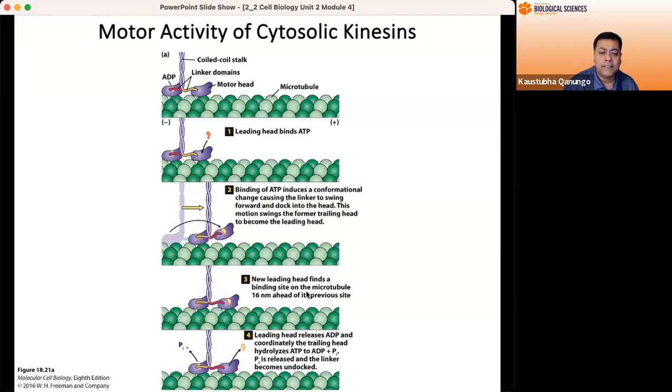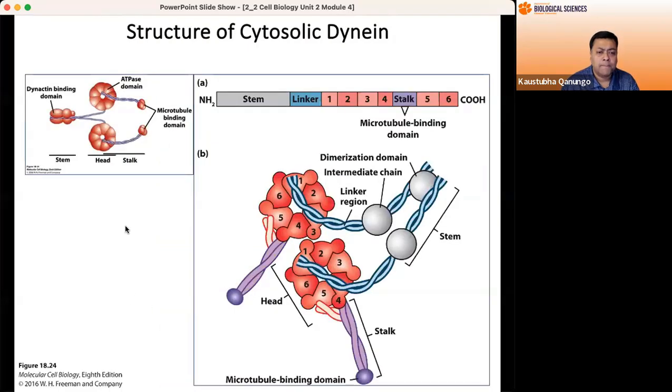And the new leading head finds a binding site on the microtubule, and then the Pi is released. This is ADP, then ATP goes out. And now another ATP will bind, and the back arm will again swing forward. So it's just a little bit different process compared to that, but I will not ask it step by step. This is not required in detail.